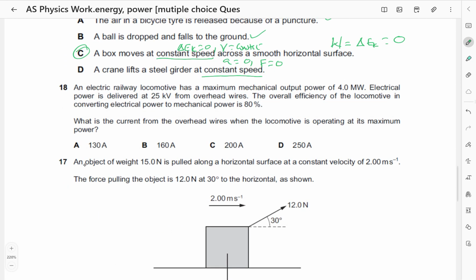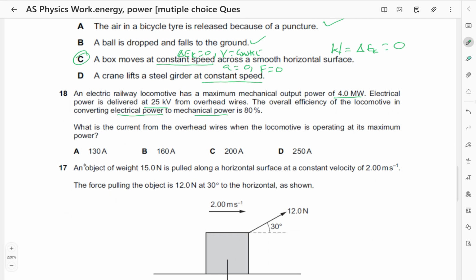An electrical railway locomotive has a maximum mechanical output of 4 megawatts. Electrical power is delivered at 25 kilovolts from overhead wires. The overall efficiency of the locomotive in converting electrical power to mechanical power is 80%. What is the current from the overhead wires when the locomotive is operating at its maximum power?